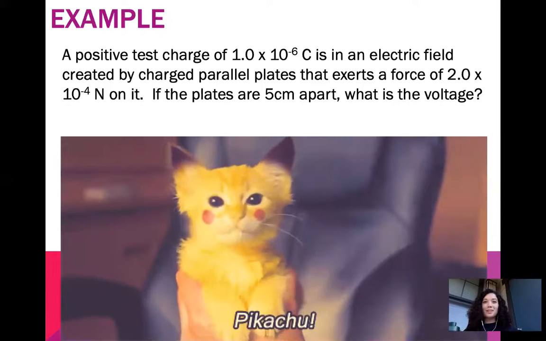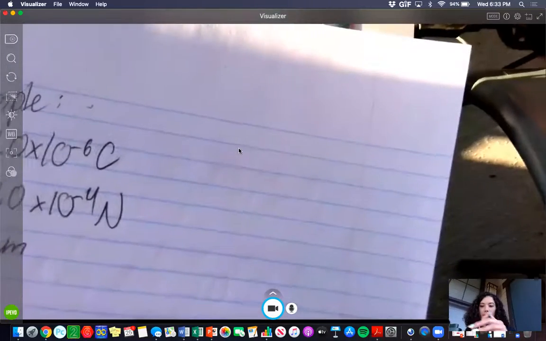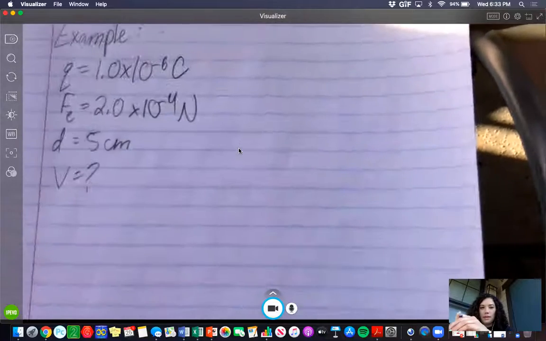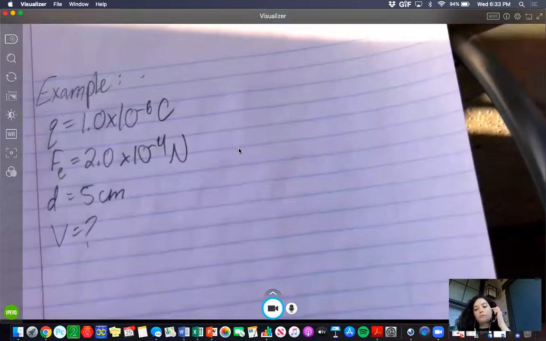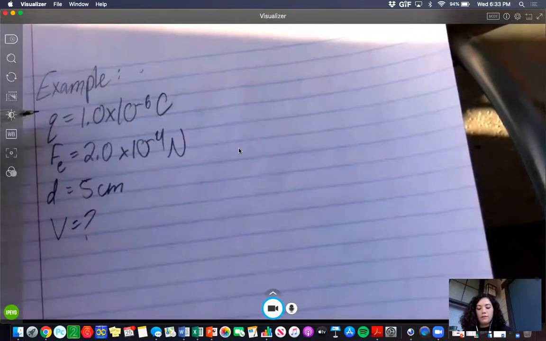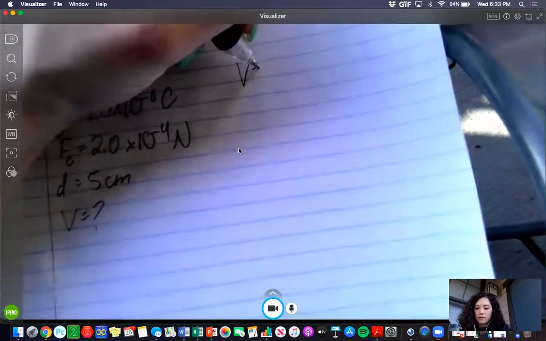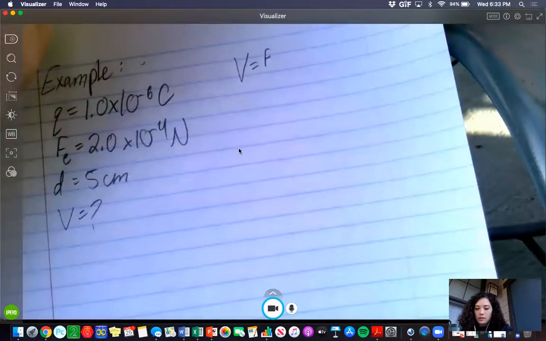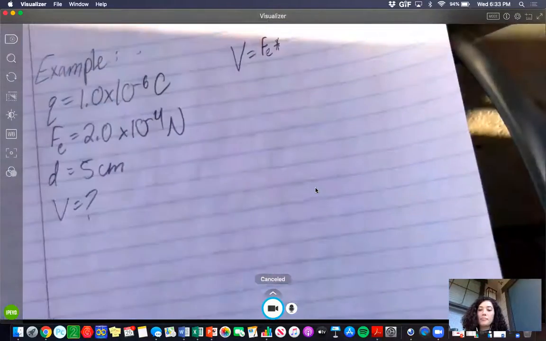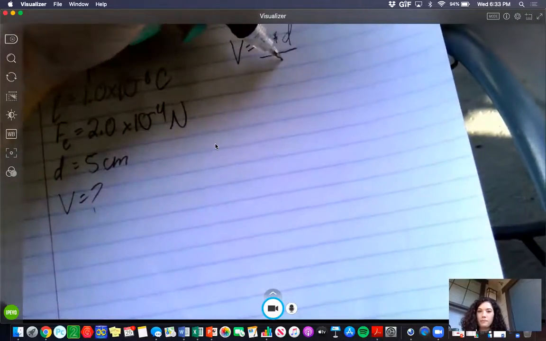Okay, so let's look and see. Here are all of my givens written out nice and neat for us. And we want to determine our voltage. So based on my givens being Q, the force, and D, I'm going to use the formula that voltage is equal to Fe times D over Q.